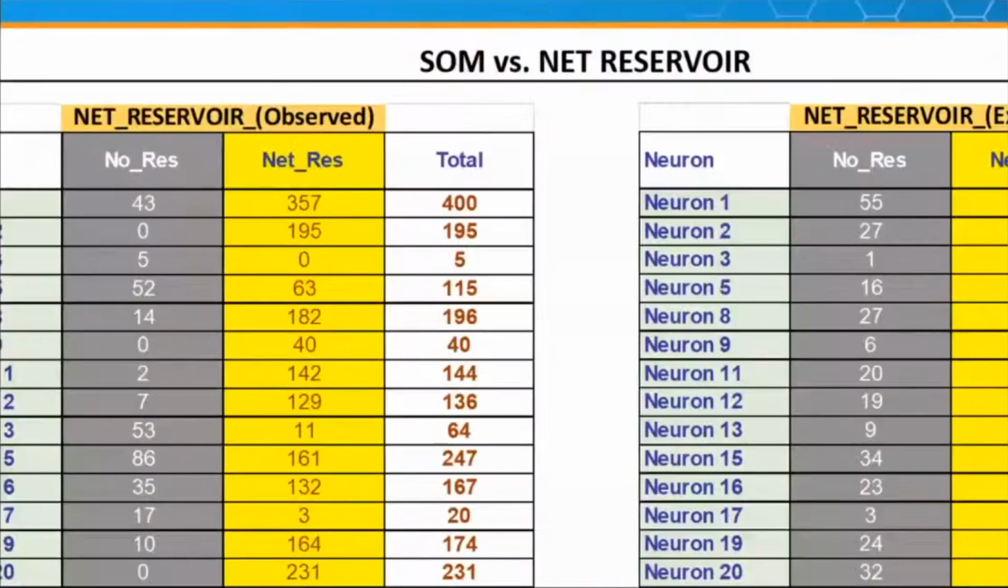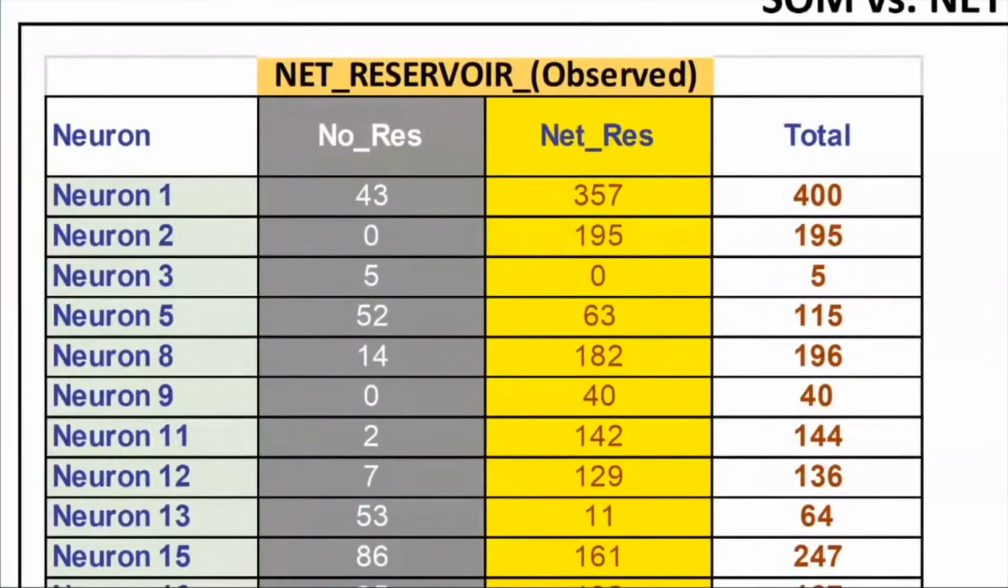So maybe neurons 1 and 2 are reservoir. Maybe the 3, no, because it has a null value here. Maybe the 5 is almost the same amount, so it may be a mixture of things. So you have to interpret these results and find a geological sense of this evidence.